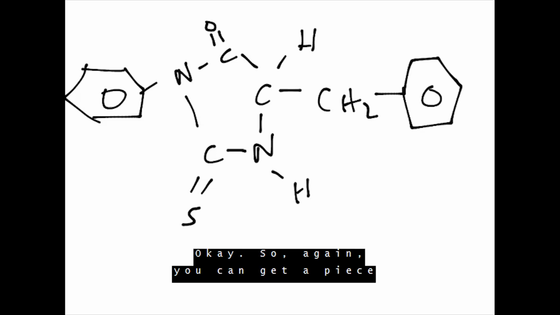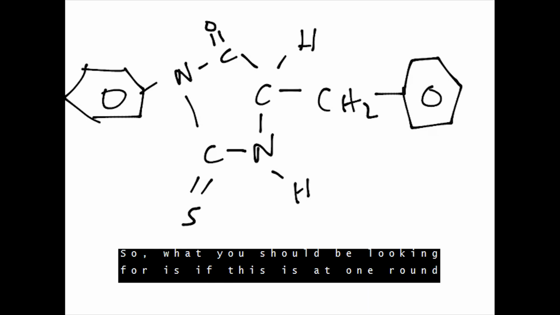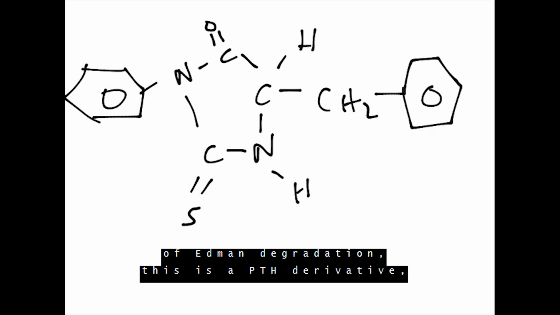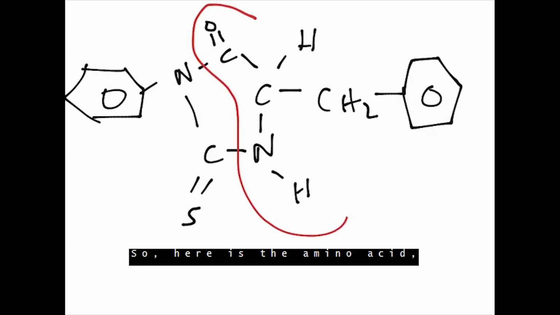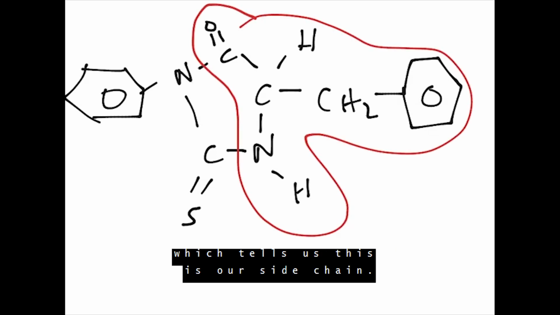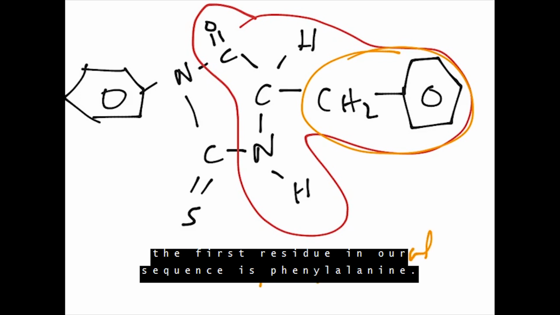Okay, so again, you can get a piece of immediate information from this. So what you should be looking for is, if this is one round of Edman degradation, this is a PTH derivative, so you have to find the amino acid. So here is the amino acid, which tells us this is our side chain. So this tells us immediately that the N-terminal residue, the first residue in our sequence, is phenylalanine.